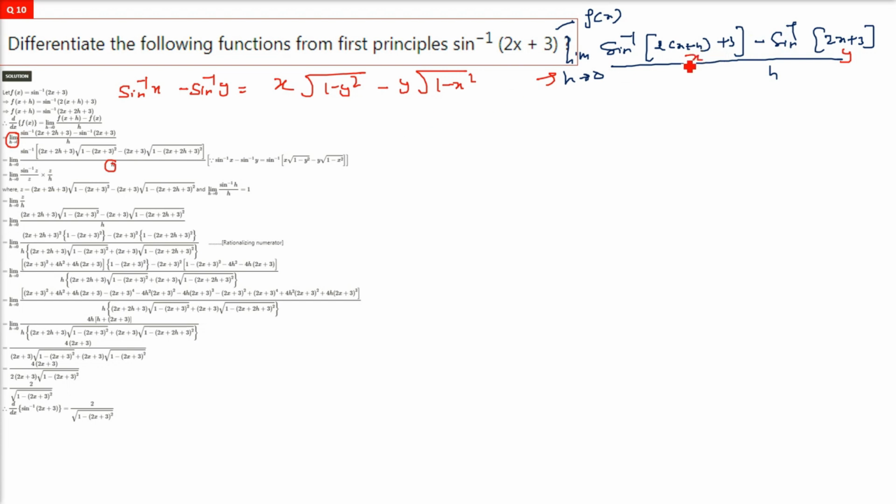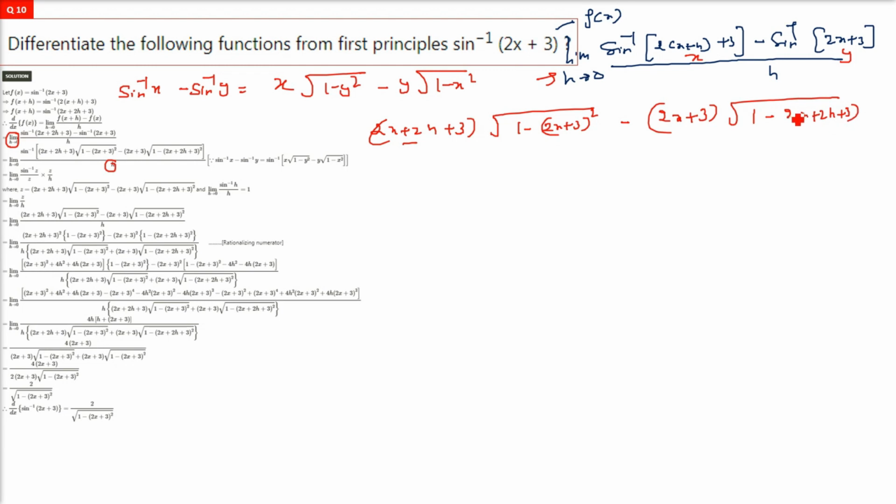So let us take this first term. We have 2x plus 2h plus 3, and this is the first term. Then we have the second term, which was 2x plus 3, so 1 minus 2x plus 3 whole square. Then we have minus y, and y is 2x plus 3, so you write 2x plus 3. And then we have under root 1 minus 2x plus 2h plus 3 whole square.